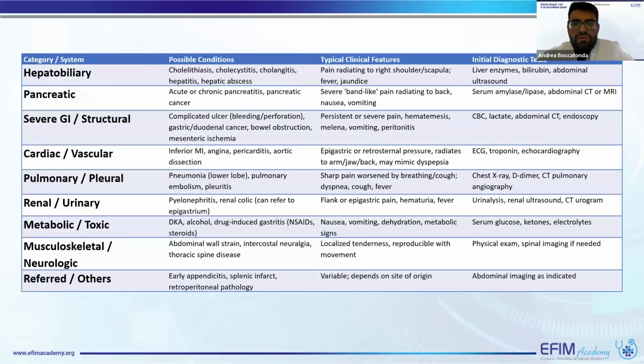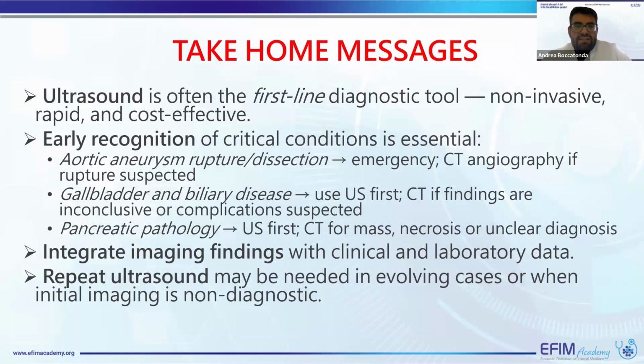So in conclusion, these are the main diseases and causes that we can observe on ultrasound related to hepatobiliary and pancreatic disease, but we should remember that in the differential diagnosis, we should account for pulmonary, pleural, renal, metabolic, and musculoskeletal disease. And these are my take-home messages.